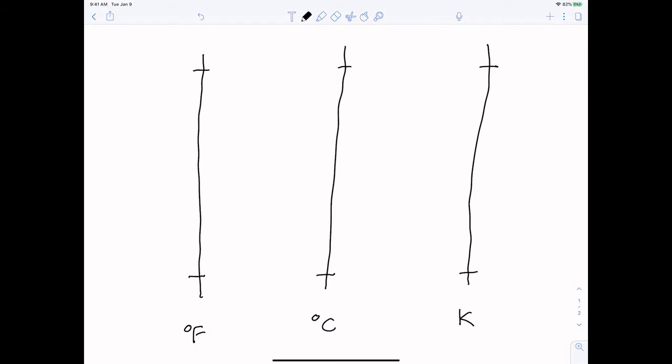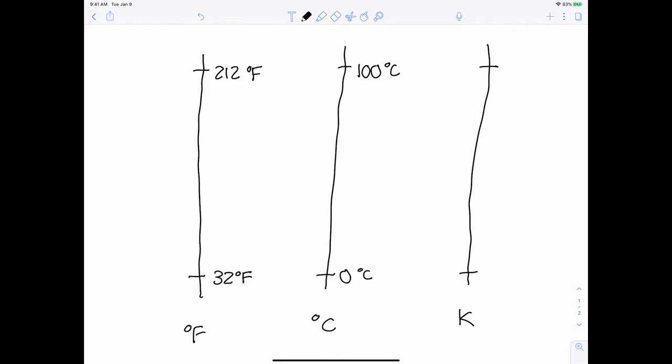So let's do Celsius first, the one in the middle. What is the freezing point of water in the Celsius scale? Hopefully you said 0 degrees. And boiling? Yeah, good, 100. So Fahrenheit. Freezing, yeah, 32. How about boiling? Not everyone knows that one. If you came up with 212, good job. If you didn't, it's 212.